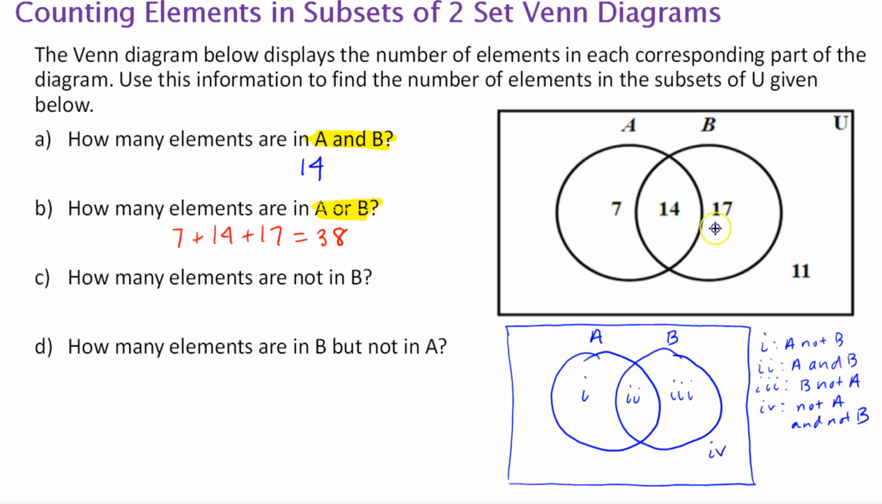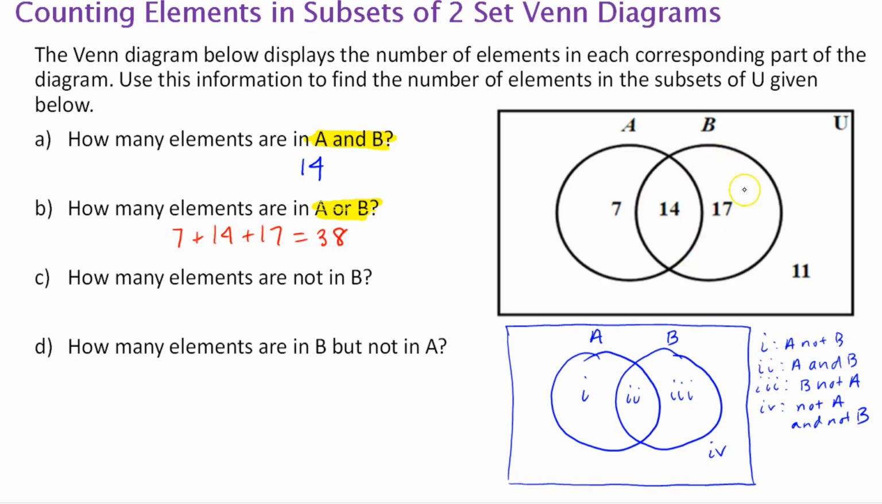Let's clear this up for a second. Next, we're asked how many elements are not in B. Okay. So notice we could look here. We know region 4 contains not B. Okay, region 1 contains not B. But let's just get more used to this diagram.